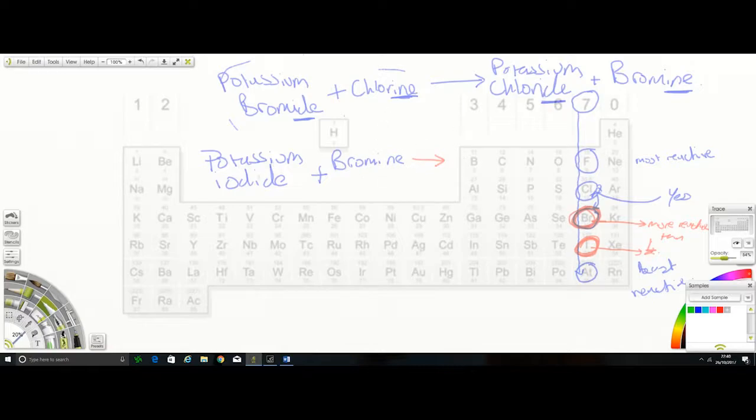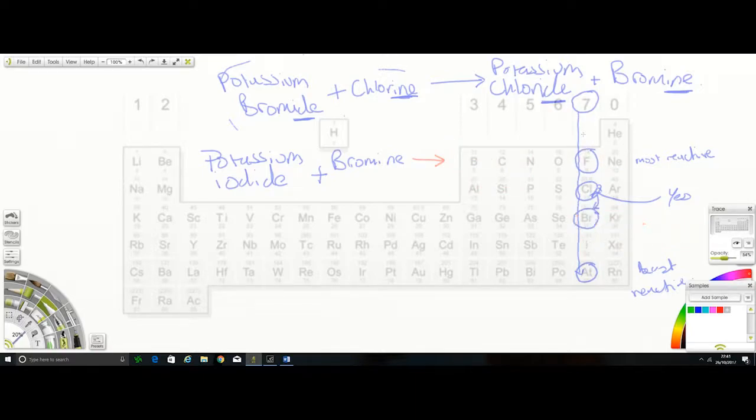So bromine is going to kick out iodide to make potassium bromide plus your iodine. Because iodine is now on its own, it ends with INE.